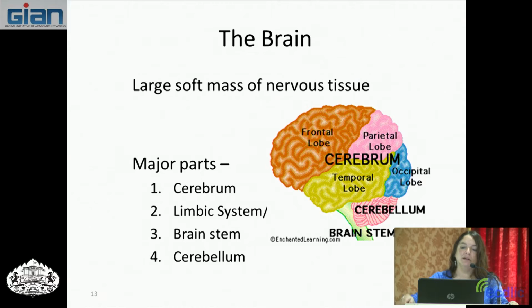So we talked about the brain and the parts of the brain. So the brain, of course, is a large mass of nervous tissue. It has four main parts: the cerebrum, the limbic system deep within the brain, the brainstem, which contains a lot of our autonomic functioning, and that's where a lot of our breathing and things are regulated, and the cerebellum, which is the little brain in the back there. Cerebellum means little brain, but it's that part that sticks out the back.